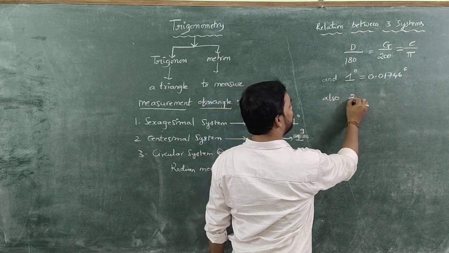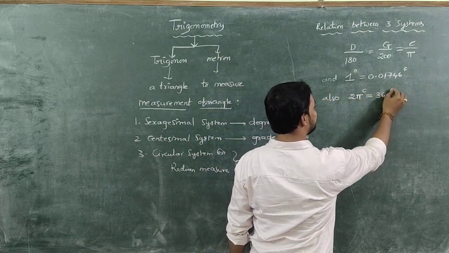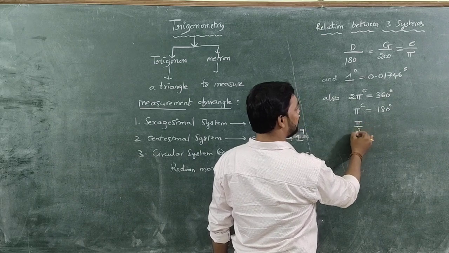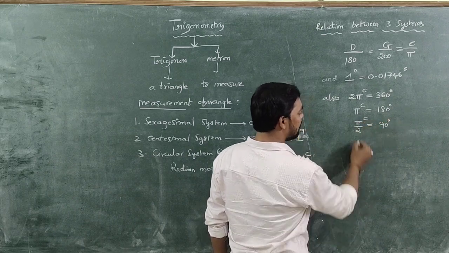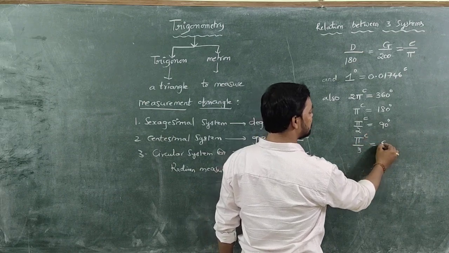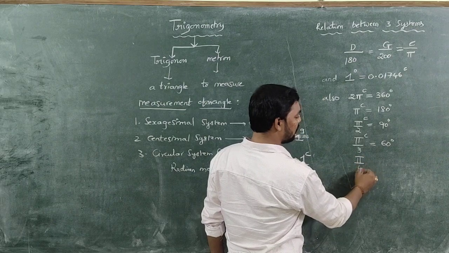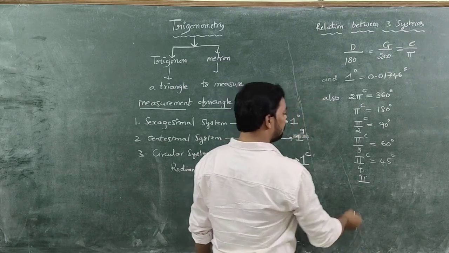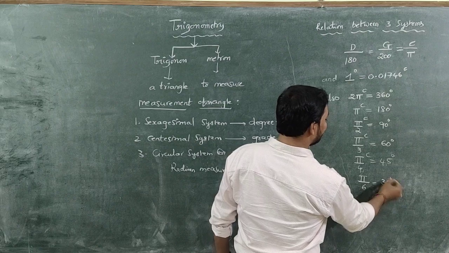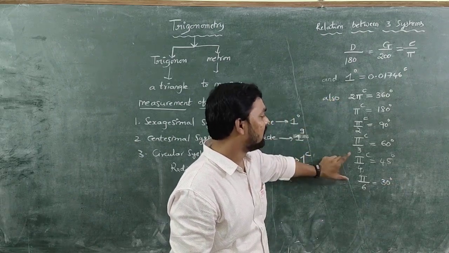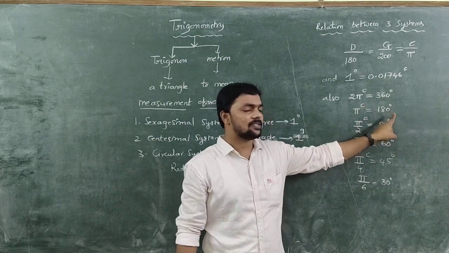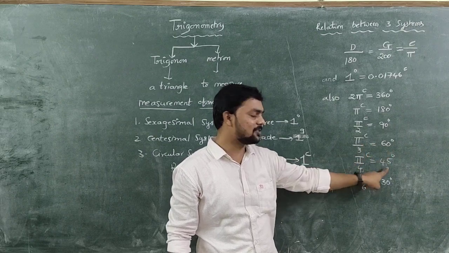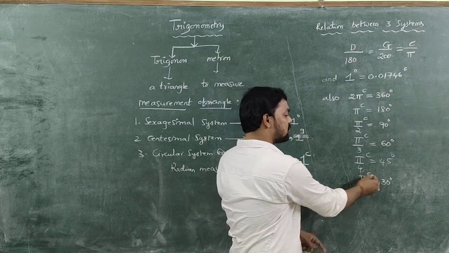Also, 2 pi radians is equal to 360 degrees, and pi radians is equal to 180 degrees, and pi by 2 radians is equal to 90 degrees, pi by 3 radians is equal to 60 degrees, pi by 4 radians is equal to 45 degrees, and pi by 6 is equal to 30 degrees. So these are the commonly used values.